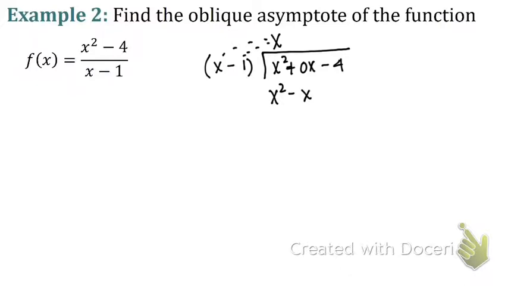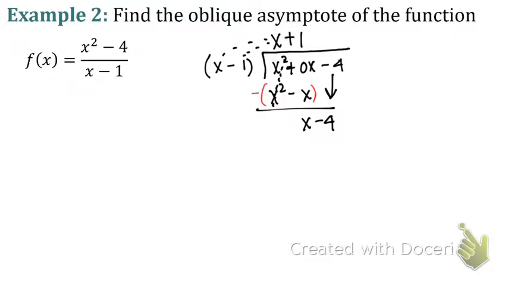And then what I know is that I'm subtracting this. So x squared minus x squared is 0. And then 0 minus a negative x is a positive x. And then I need to bring down my negative 4. Now, once again, what do I need to multiply x by to make it x? It's already x, so I just need to multiply by 1, right? So I'm going to say plus 1.